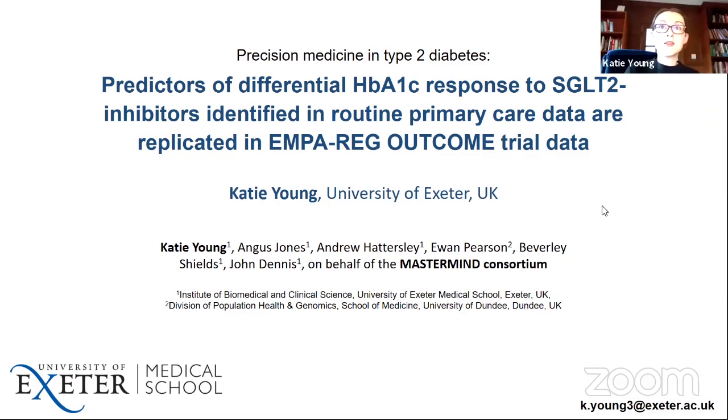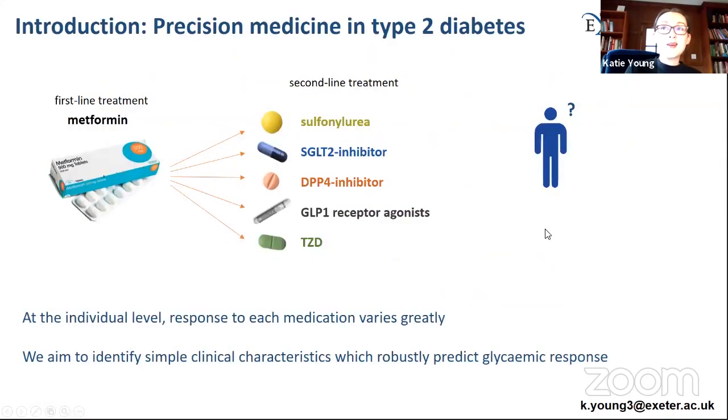So yes, I'm going to talk about predictors of glycemic response to SGLT2 inhibitors. As an introduction, for most people with type 2 diabetes, after diet and lifestyle interventions, they're prescribed metformin as their first-line treatment. And if or when this fails to adequately control blood glucose levels, there are a number of different classes of medication which can be prescribed as a second-line treatment. And at the individual level, responses to these different medications appear to vary greatly. So given this, we aim to identify simple clinical characteristics which robustly predict glycemic response, and so could be used to optimize second-line treatment choice for an individual. And my work is focused on looking at SGLT2 inhibitors.